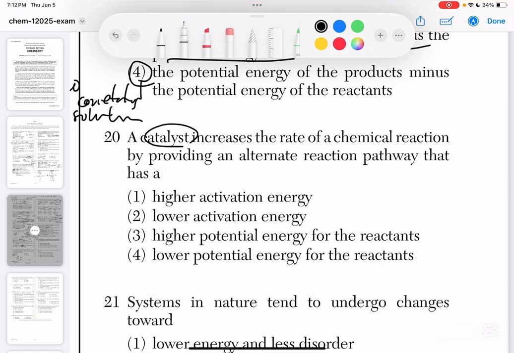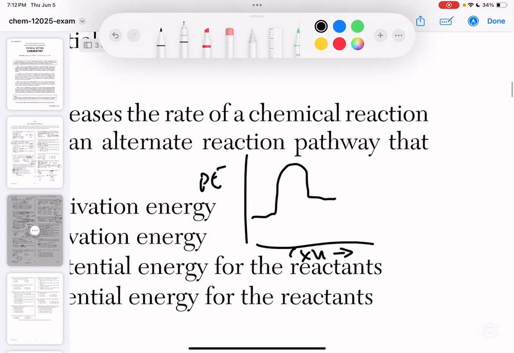Oh, we were just talking about catalysts. A catalyst increases the rate of a chemical reaction by providing an alternate reaction pathway that has a lower activation energy. Because, like, this is our potential energy diagram again. For example, this might be your original reaction pathway, and then this would be with the catalyst.